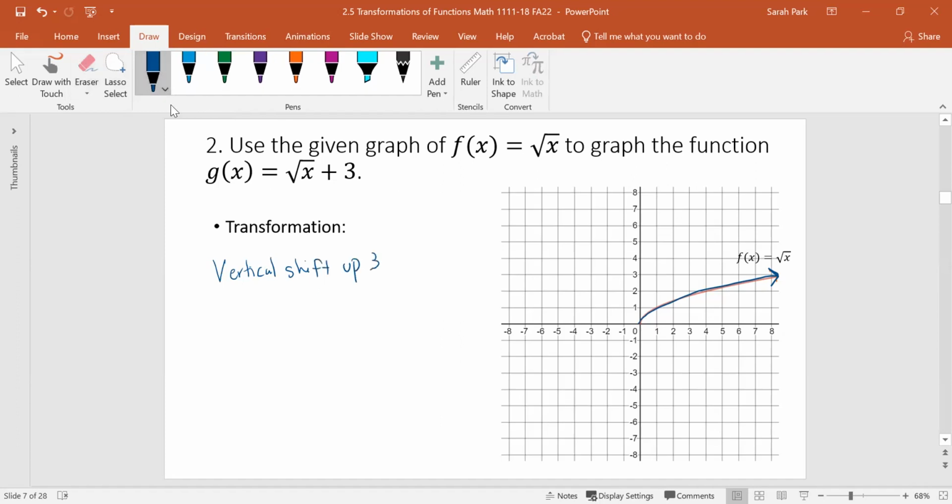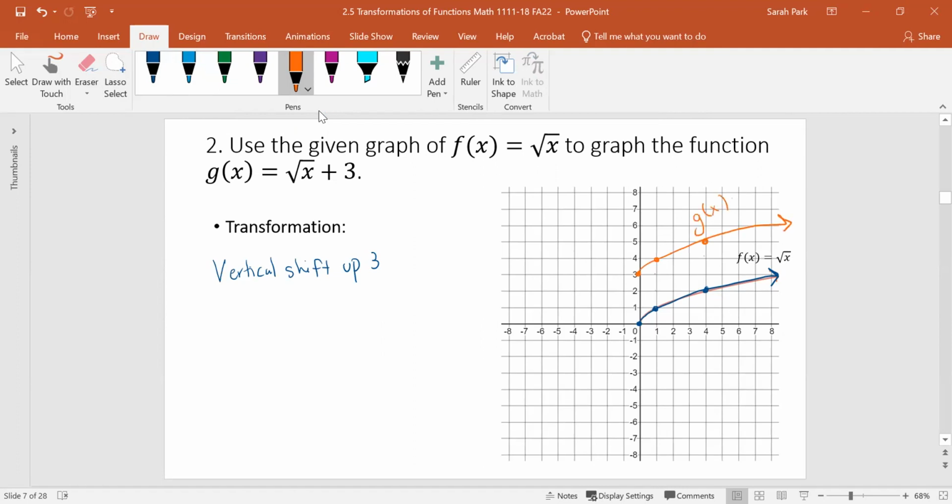so it shifts up 3 units. So I would take 0, 0, and then pick some nice points. There's another point at 1, 1, another point at 4, 2. So I'll take those points and shift them up 3 units: 1, 2, 3, 1, 2, 3, 1, 2, 3. And use those points to connect my graph.